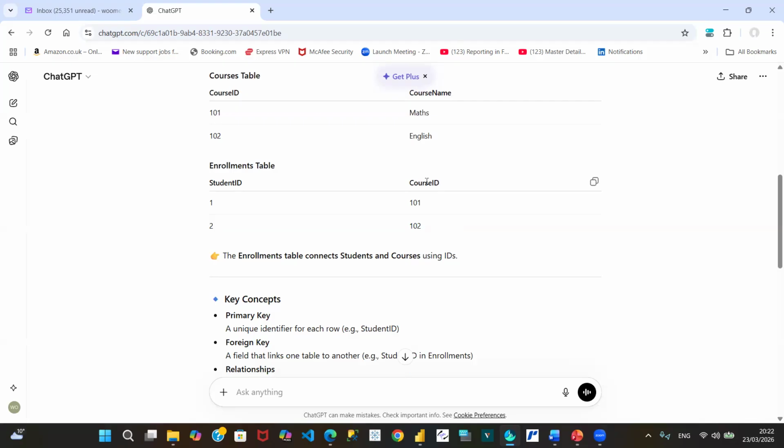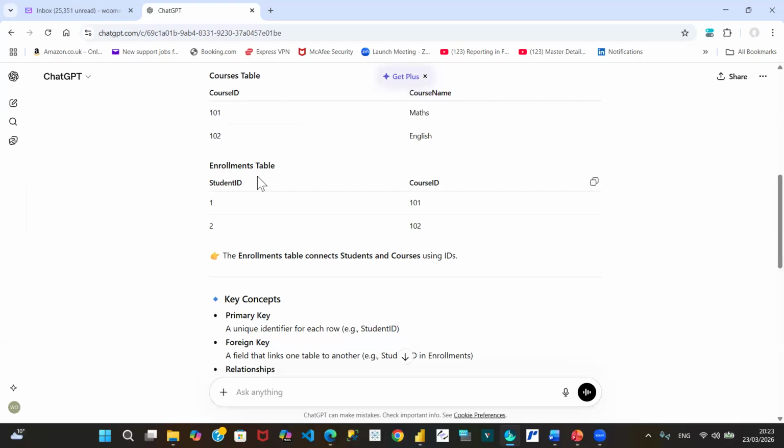Can you now see that all three tables are related, or that the first two tables have a relationship with this enrollment table, because we can see the student ID as well as the course ID. So the students table and the courses table both have a relationship with the enrollment table. That's a relational database. If you look at all of them together as a database, all three are a relational database.